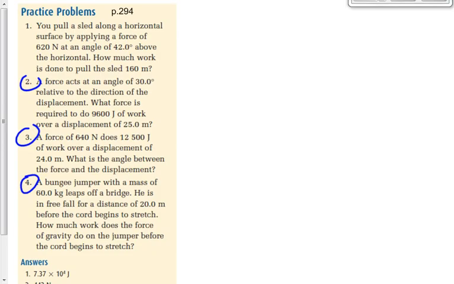2 says a force acts at an angle of 30 degrees relative to the direction of the displacement. Okay, that's telling us that the angle that we want there is 30 degrees. If it moves one way, then relative to that, the force is applied at 30 degrees. Theta is 30, not 0. We want to find the force that's required to do 9,600 joules of work over a displacement of 25.0 meters.